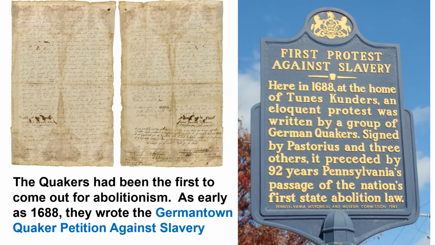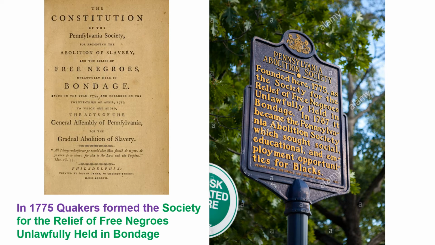In fact, the first group to come out for the abolition of slavery were the Quakers, and they actually came out as early as the late 17th century. In 1688, they wrote the so-called Germantown Quaker Petition against slavery. It was an unusually early and forceful condemnation of slavery. In 1775, the Quakers in Pennsylvania formed the Society for the Relief of Free Negroes Unlawfully Held in Bondage and began to coordinate their efforts politically for abolitionism.